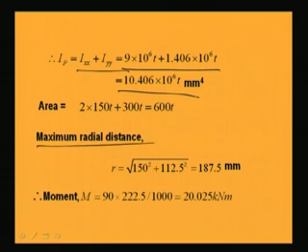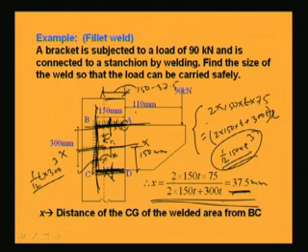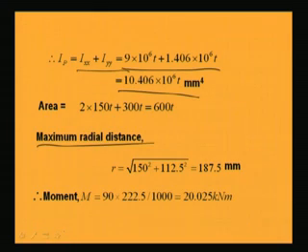Now I have to find the maximum radial distance, because the stress will be maximum at point A. So the radial distance is the square root of 150 squared, that is the vertical distance, plus 112.5 squared, that is 150 minus 37.5, which is 112.5. So the radial distance R becomes square root of 150 square plus 112.5 square, which is equal to 187.5 millimeter.